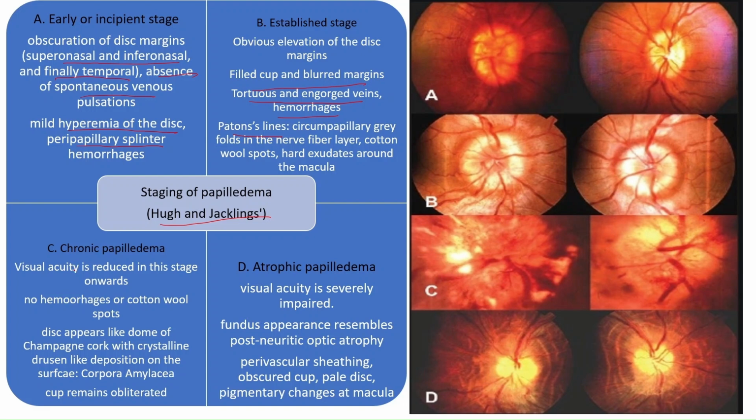In chronic papilledema, some amount of pallor is already setting in. Visual acuity starts reducing. There are no active signs like hemorrhages or cotton wool spots, but you see a champagne cork-like appearance with crystalline drusen-like deposits on the surface known as corpora amylacea. These are amyloid deposits on the surface of the disc, characteristic of chronic papilledema. The last one is atrophic papilledema, where you see a pale disc with blurred margins, and you see these watermarks, which are suggestive of receding edema. These watermarks point towards an old disc edema.